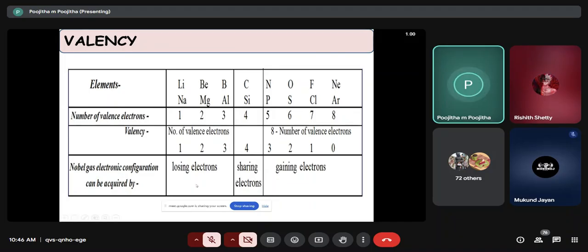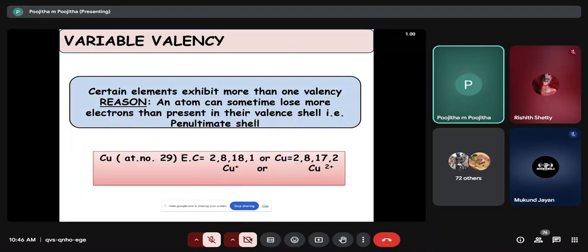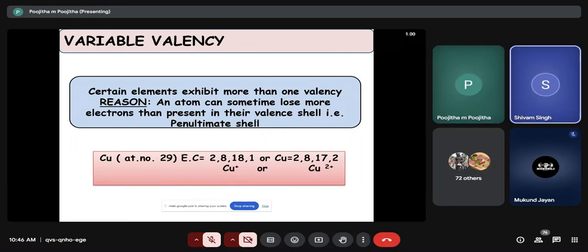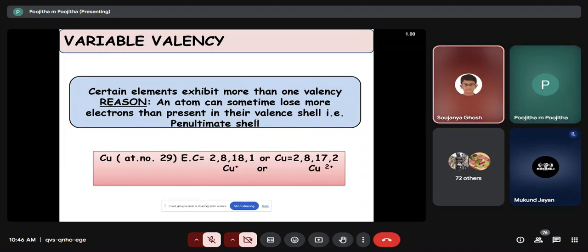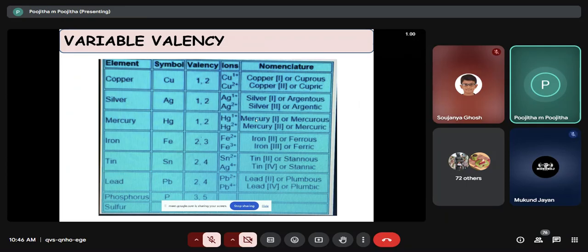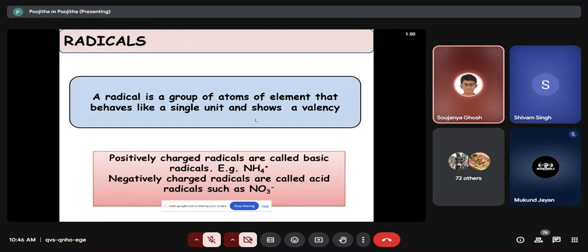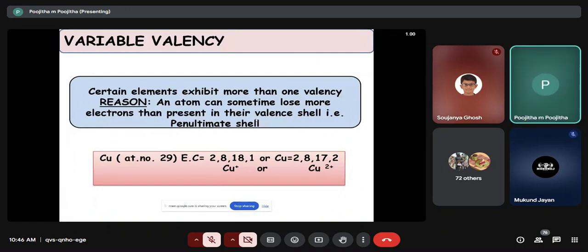So metals generally lose electrons. Non-metals generally gain electrons. Carbon and silicon can share electrons. Okay. So variable valency. How much time left? Ma'am, 4 minutes. Okay. Shall I start with variable valency or we'll start in the next class? Ma'am, we can start in the next class. Okay, let us now just recall.